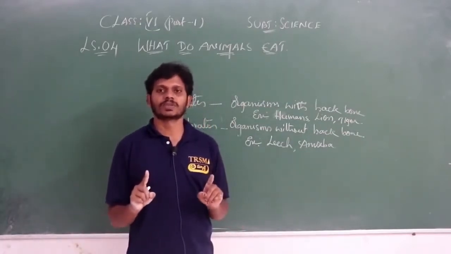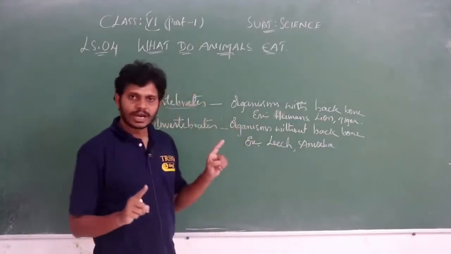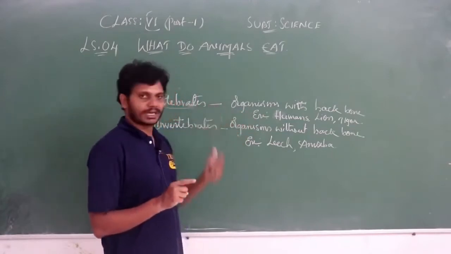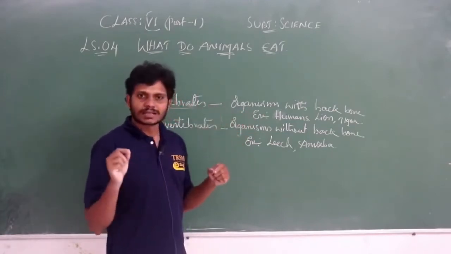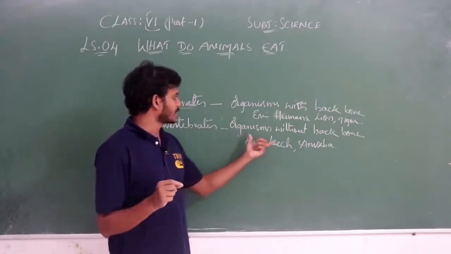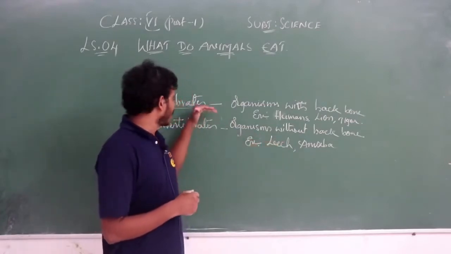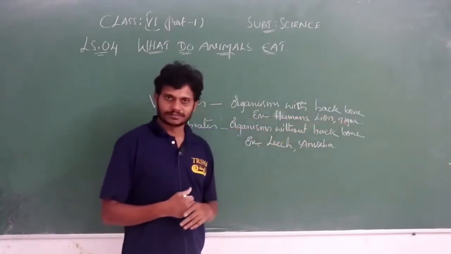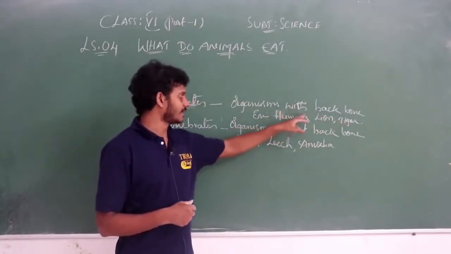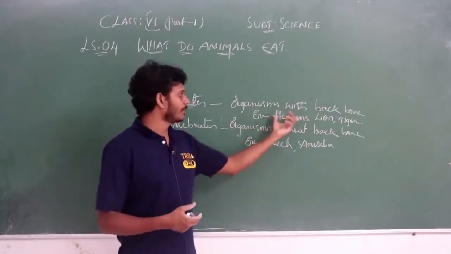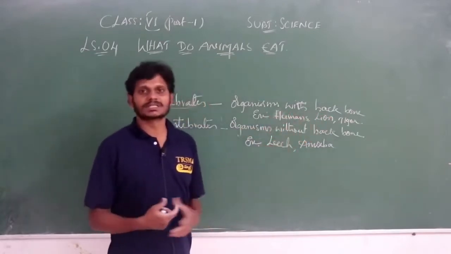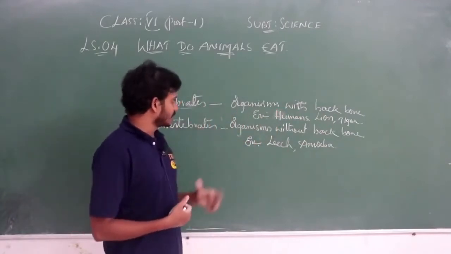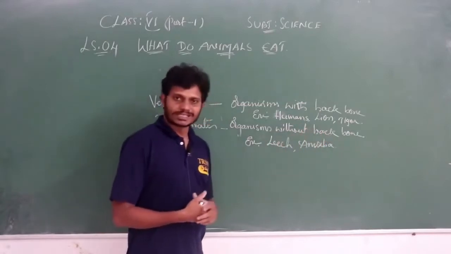There are two types of organisms. One is with backbone and the other is without backbone. With backbone, we call them vertebrates. The animals without backbone, we call them invertebrates. Examples for vertebrates: humans, lion, and tiger. Humans, we can write it as man, human beings, lion, tiger, birds, all of this comes under vertebrates only.